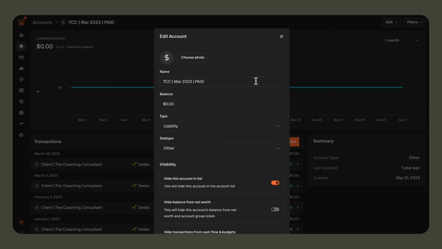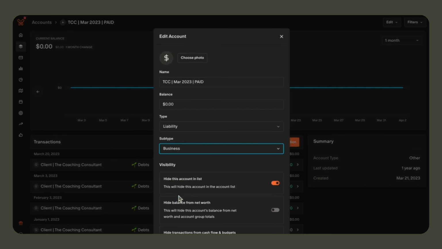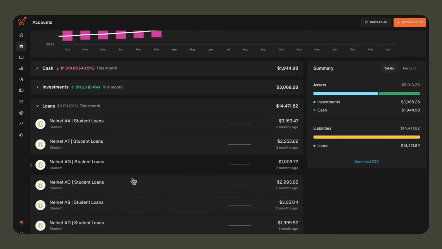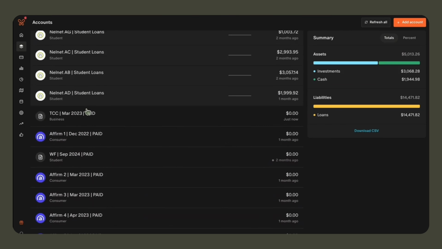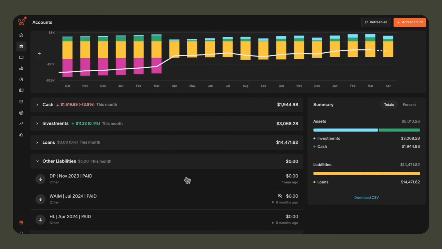go to edit account, and see the subtypes that we have for debts. Commercial, consumer. Let me see. So I think I want to put all of my other liabilities into this loans group. So I'm going to make this subtype business and save. And you can see here on the accounts page, it moved it to the loan section. So I'm just going to do this for the other three accounts.